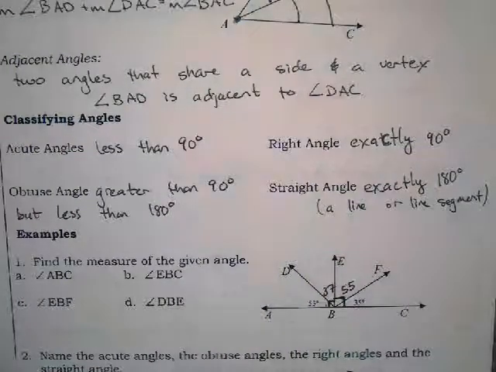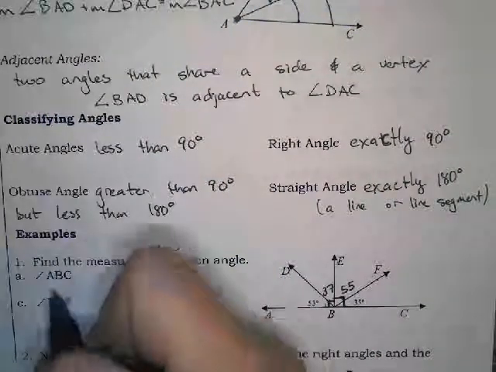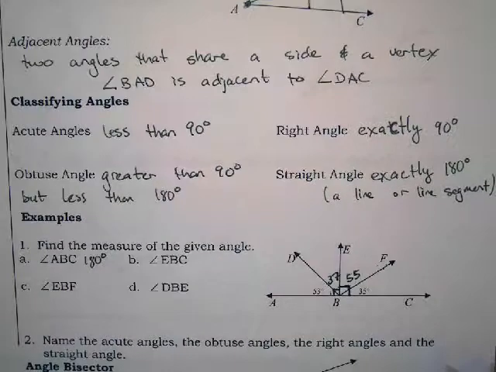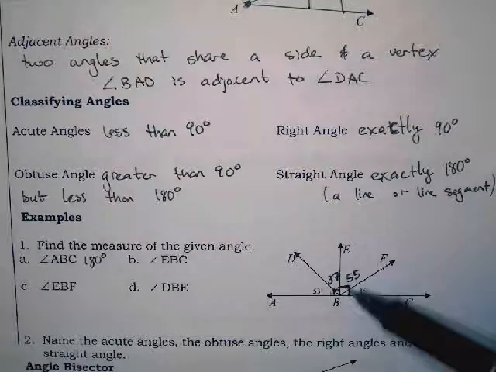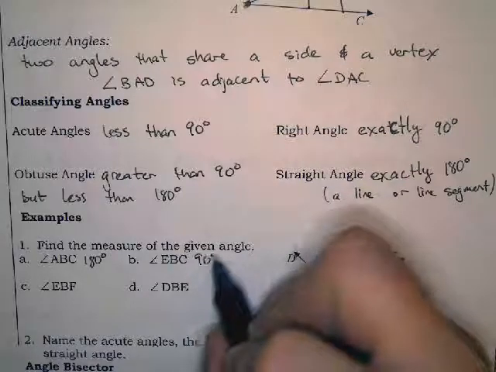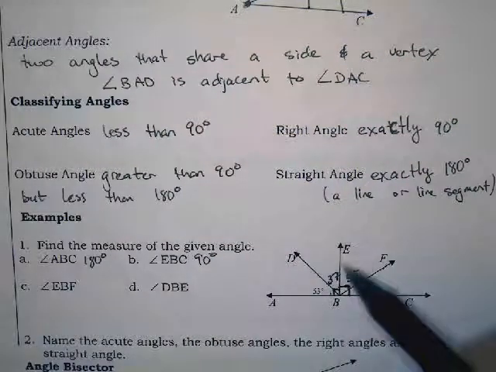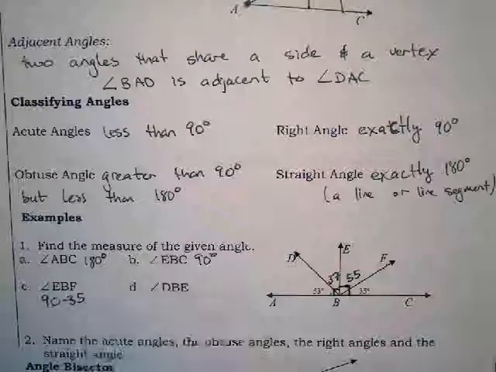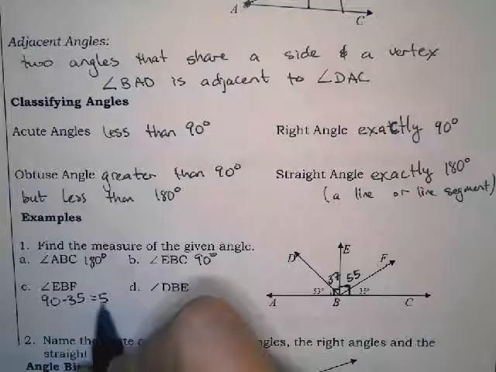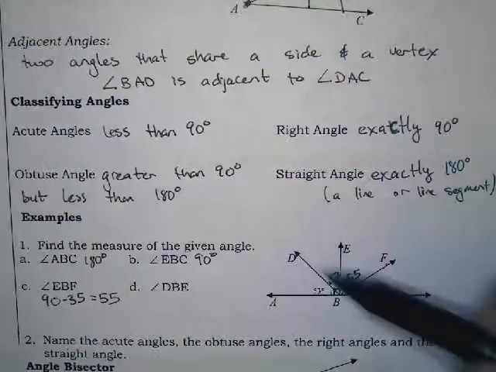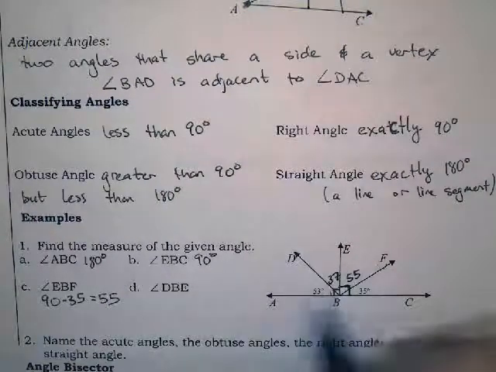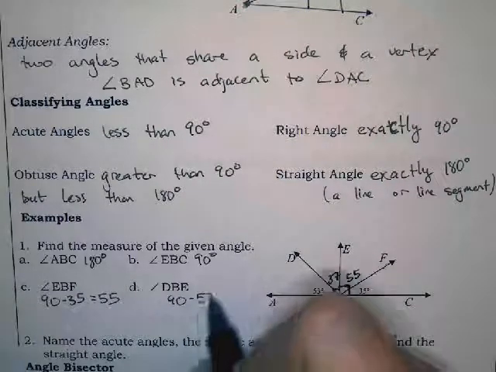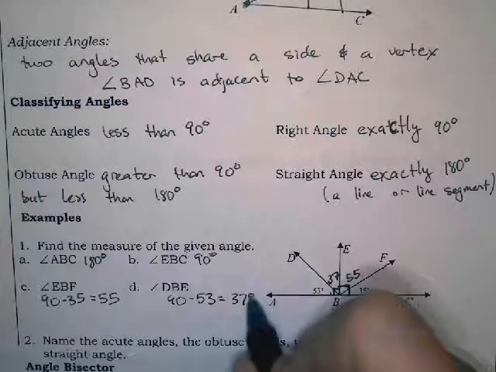Let's see if we can figure this out. ABC, that's a straight angle, so that's 180 degrees. EBC, we have our right angle box, so we know that's 90 degrees. EBF, using our subtraction, 90 minus 35, we got to equal 55. And then DBE, since we know ABE is 90, we can say 90 minus 53 is equal to 37 degrees.